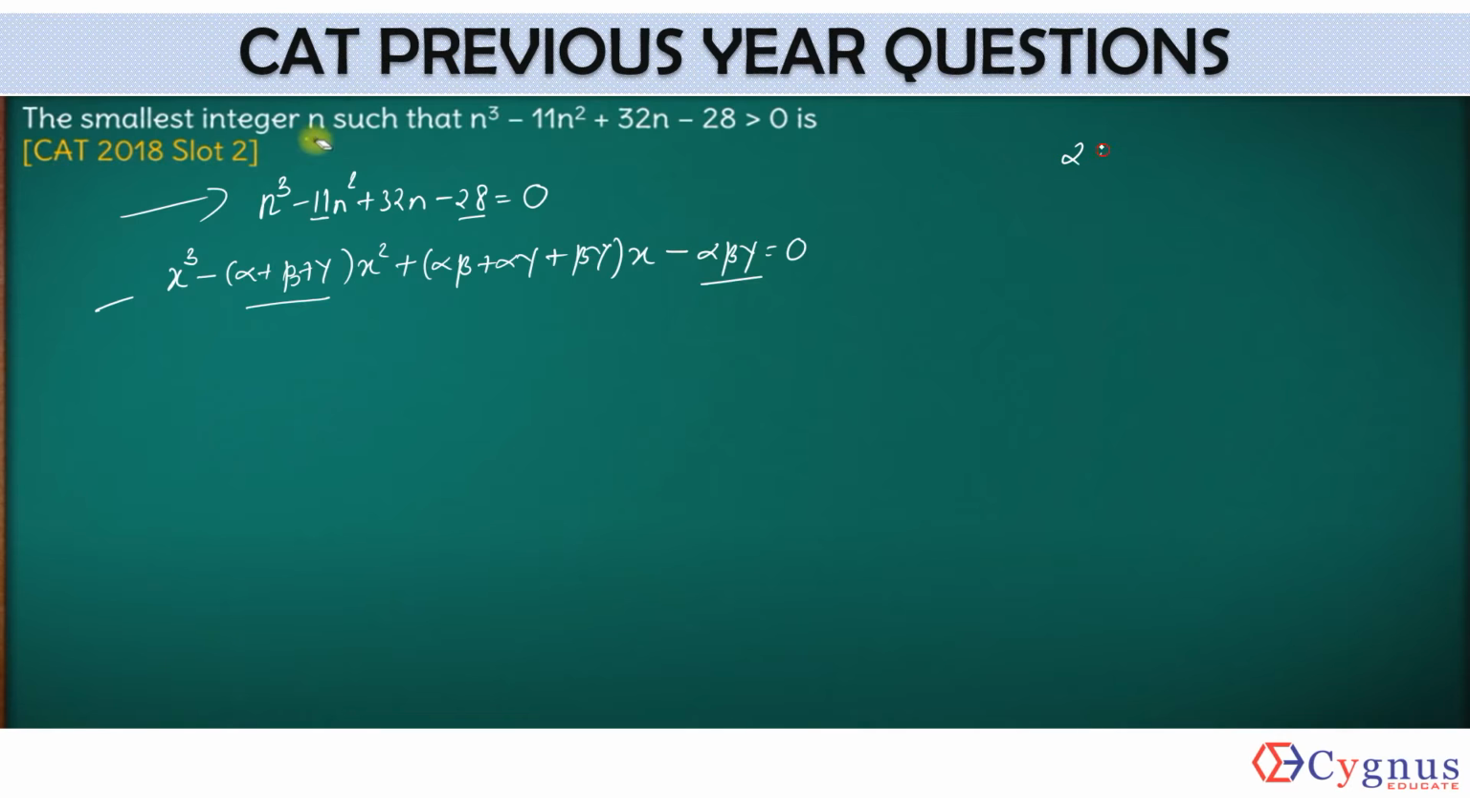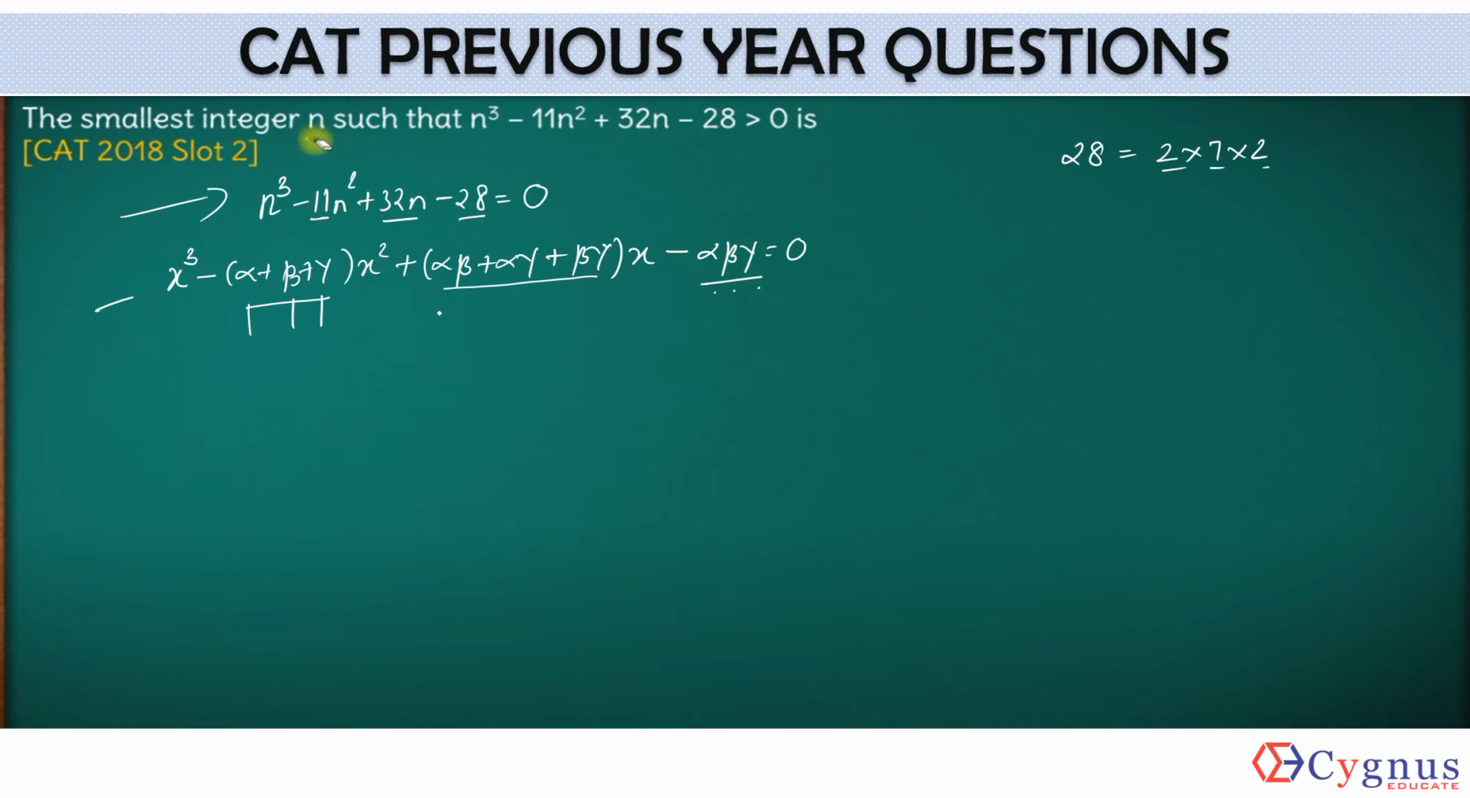So let's factorize this 28. 28 can be written as 2 into 7 into 2. Three parts are there. And we know that the sum of roots is positive, and the product is also positive. So in that case, all three of them will be positive. Now will this match or not? Let's see. 2 plus 2 plus 7. Is it 11? Yes. 2 into 2 into 7. Is it 28? Yes.